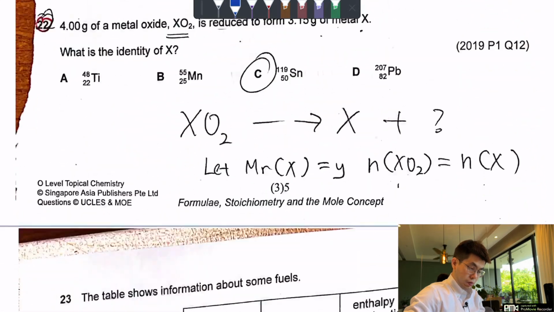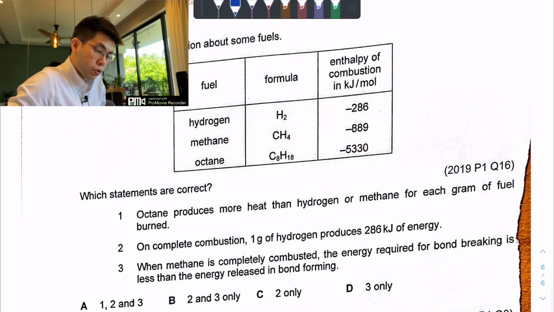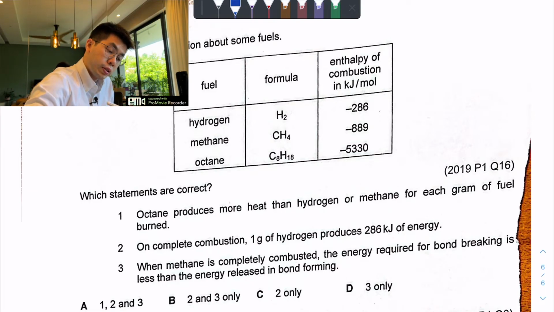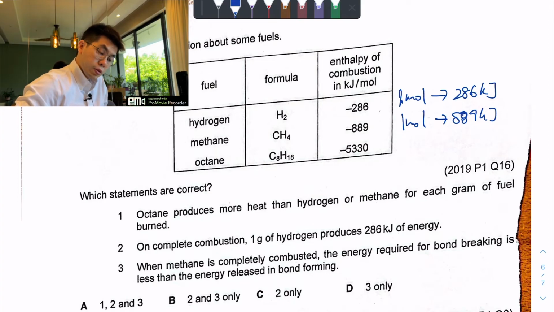Okay? All right. Let's look at the last one. So the last one shows the enthalpy change of combustion, and this is kilojoules per mole. That means if I combust 1 mole of hydrogen, I produce 286 kilojoules. So I'm going to write here 1 mole of hydrogen produce 286 kilojoules. 1 mole of methane produce 889 kilojoules, and so on. Okay? So octane, let's look at the first one. So we're supposed to see which one is correct. So let's go at the first one.